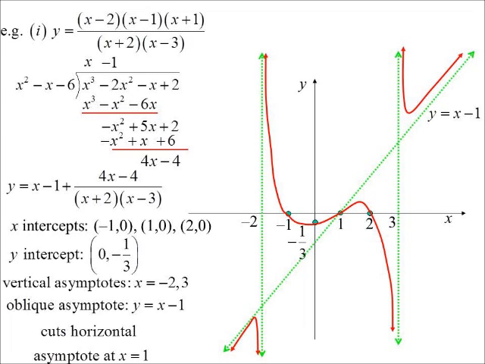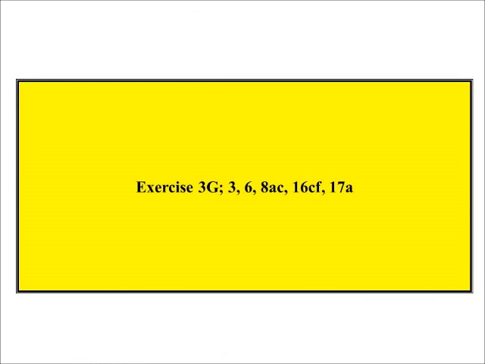So you get some very interesting looking graphs. And from not a lot of working, we can get a lot of information. All I've done really is that polynomial division, and I can gather a lot of information about asymptotes and what this curve's going to look like. All right. 3G.